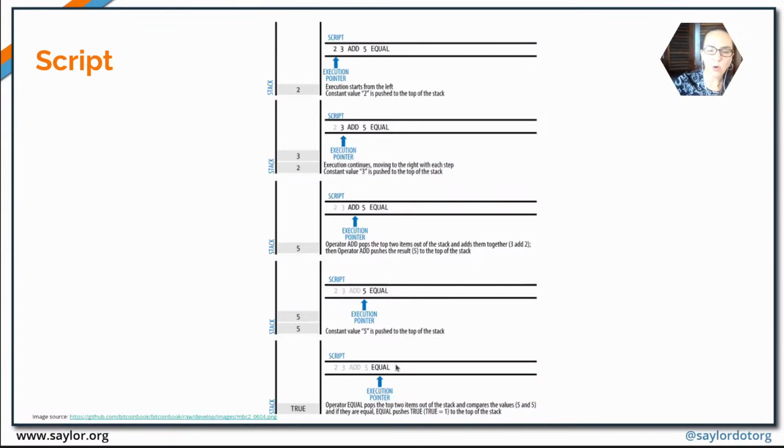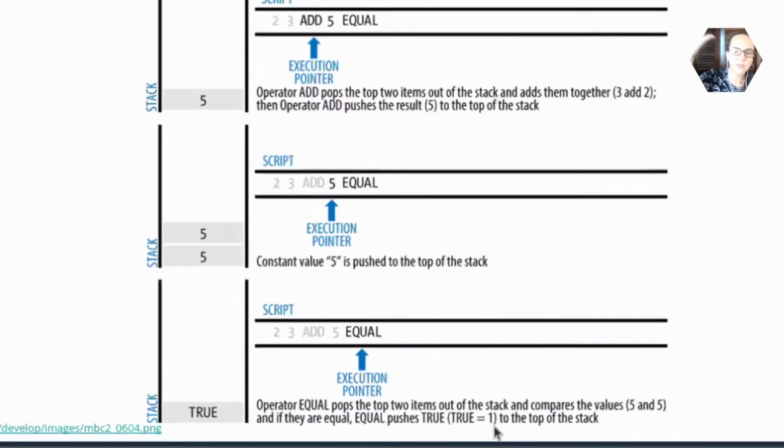Then we get to equal, right? What does equal do? Operator equal pops the top 2 items out of the stack, compares the value, 5 and 5. And if they are equal, equal pushes true, true equals 1, back to the top of the stack. Boom. So this is to start off with a simple example.